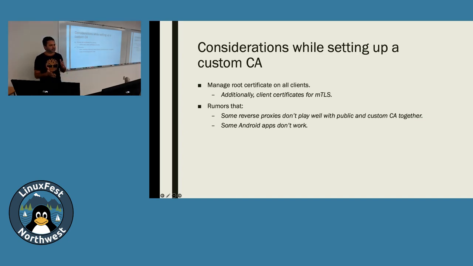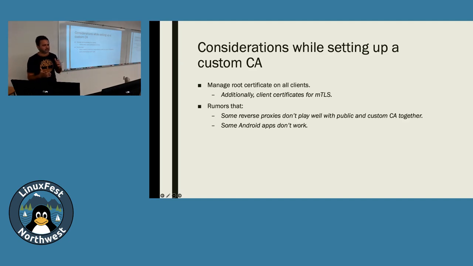What are some things to keep in mind if you do implement a custom CA? One is you need to manage root certificates on all your clients, which means you need to install, trust, and periodically update those certificates. You can, of course, automate that process, but that is something that you need to take care of. If you happen to use mutual TLS, you need to do the same thing for client certificates as well.